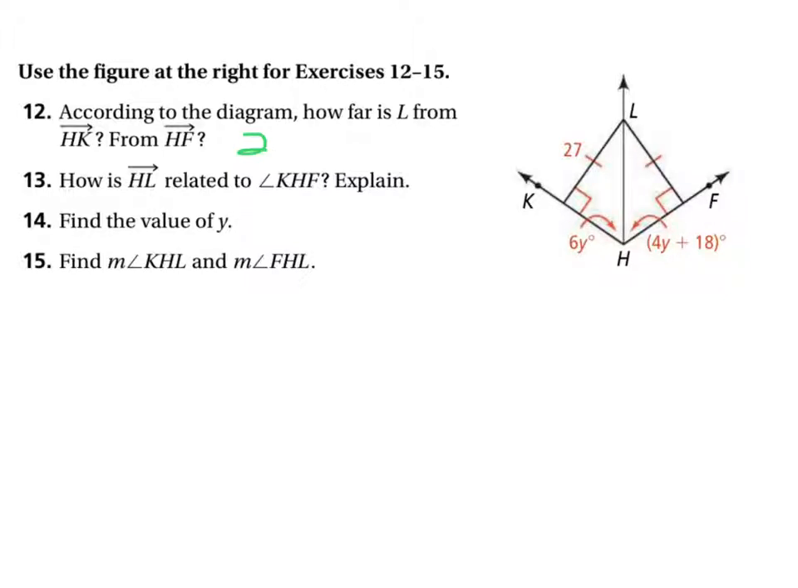How is ray HL related to angle KHF? Well, let's take a look at it. And let me just get all these marks that are there out of the way. And we'll write that again as 27, comma, 27. But how is this ray related to this angle? Well, because we see that these two distances from L down to those rays are the same, then we know that this particular line that L is on is the bisector of that angle. It's bisecting that angle. So we would say then that HL is the bisector of the angle.